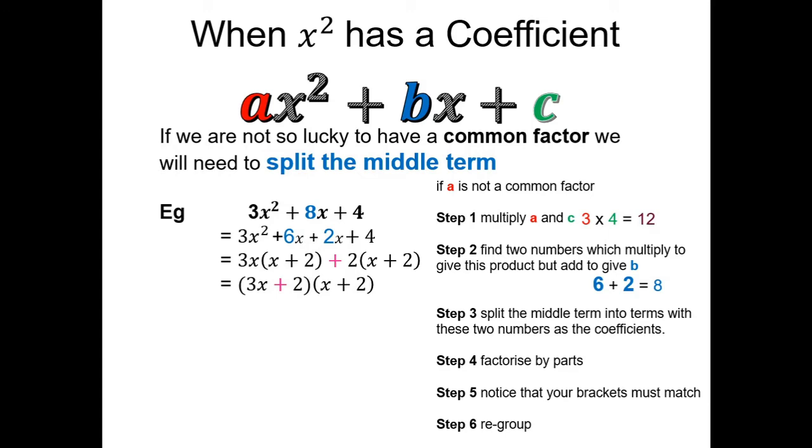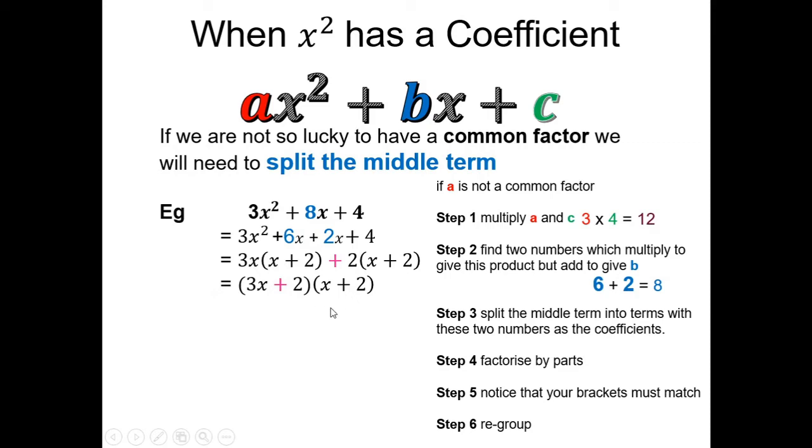I've just grouped them together, so I only need to write it once, because if I were to expand this out, it would be 3x times x and 3x times 2, just like I've got up here, 3x times x and 3x times 2. And then I would go on to this next term and I would do 2 times x and 2 times 2, just like I would have done here. It's just a nice tidy way of grouping it back together so you can see that I'm going to multiply both of these terms by this bracket.